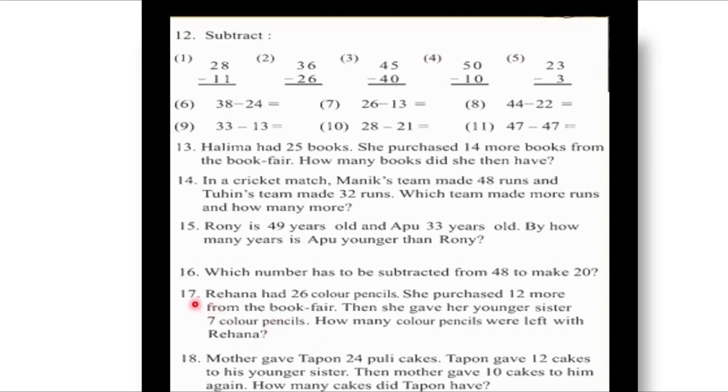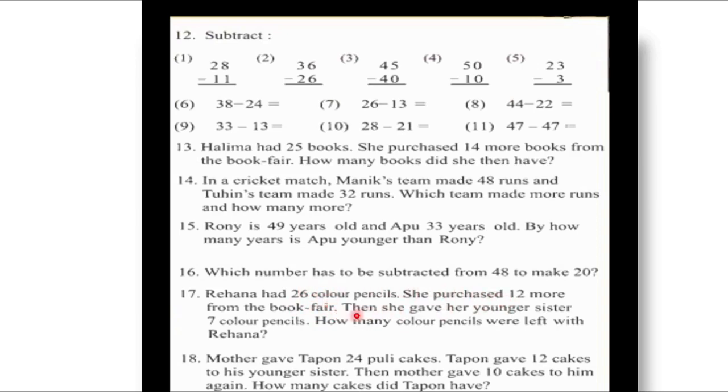The students, it is a little bit compound question. So here, just try to collect the data from the math. You can see that in the first line, the author mentioned that Rihanna had 26 color pencils. And then she purchased 12 more from the book fair. The students, just think that at the first time Rihanna had 26 color pencils. When she purchased 12 more, the number of pencils will be increased, and that is why in the first line you should use the concept of addition.